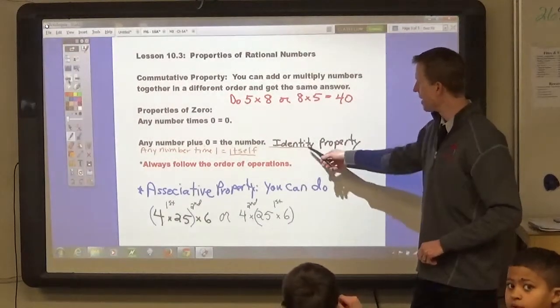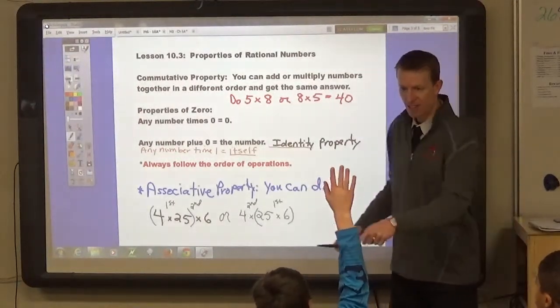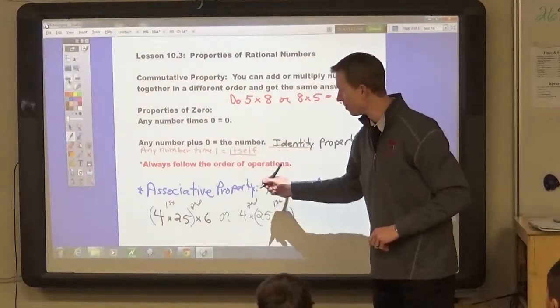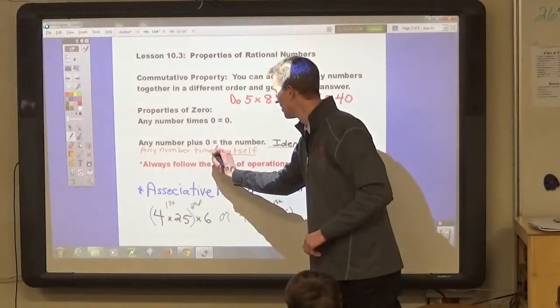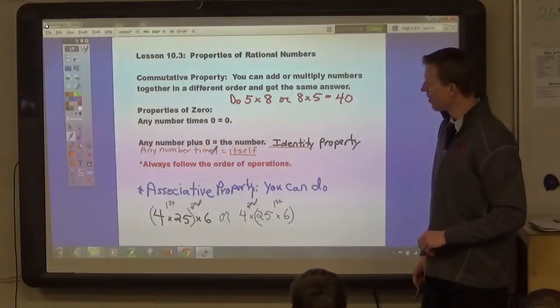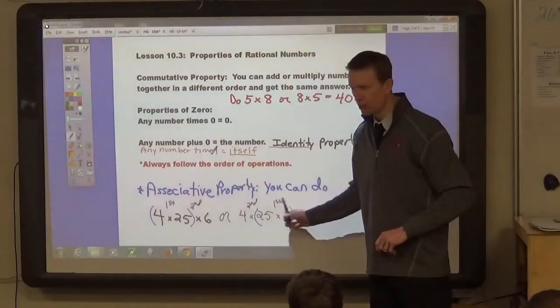Now there's also another identity property. Sam? Any number times 1 equals itself. Yep.